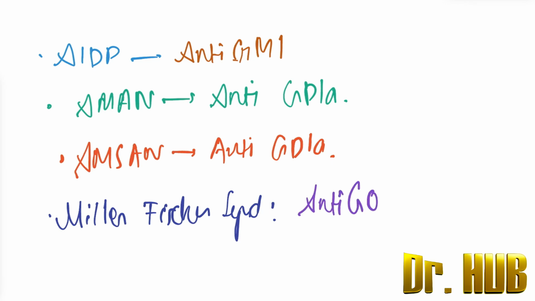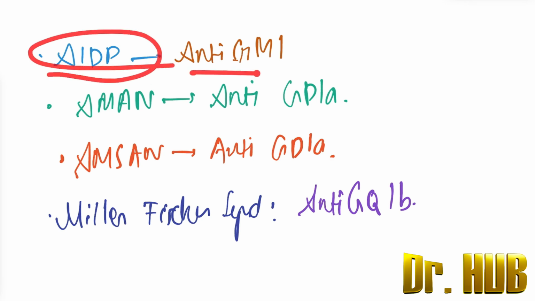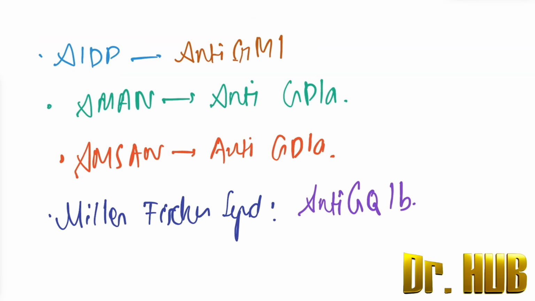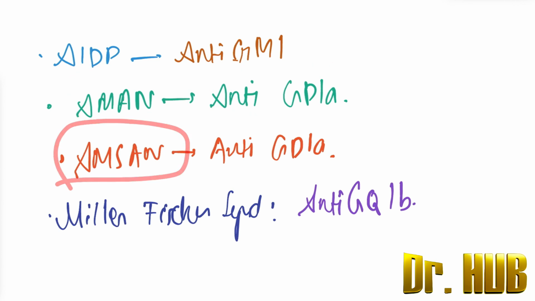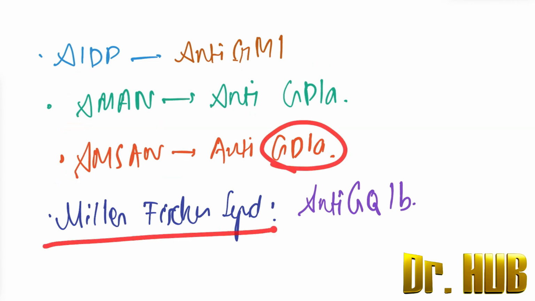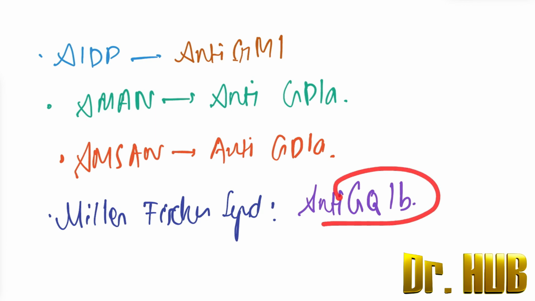To repeat again, we have AIDP, that is anti-GM1. AMAN, that is anti-GD1a, then AMSAN, that is anti-GD1a, then Miller-Fisher syndrome, that is anti-GQ1b.